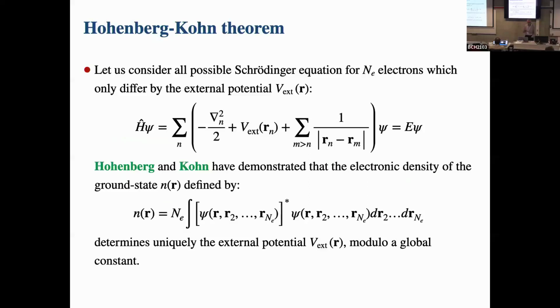And so the idea of density functional theory is to still consider our system of interacting electrons, with the electron-electron interaction here, and Hohenberg and Kohn define the density here, which is this integral over all but one of the variables of the product of these wave functions, okay? And Hohenberg and Kohn demonstrated that this electronic density determines uniquely the potential that you have here. So if you have the density, the solution of the Schrödinger equation, and you integrate in this way, then the external potential is fixed modulo a constant.